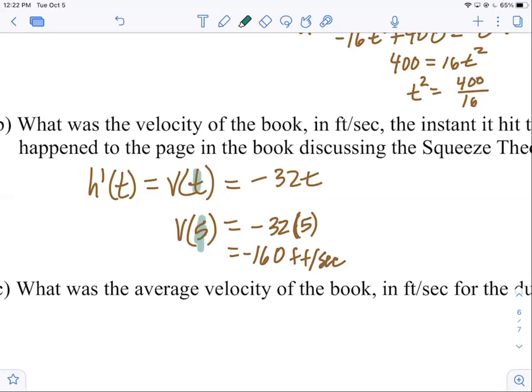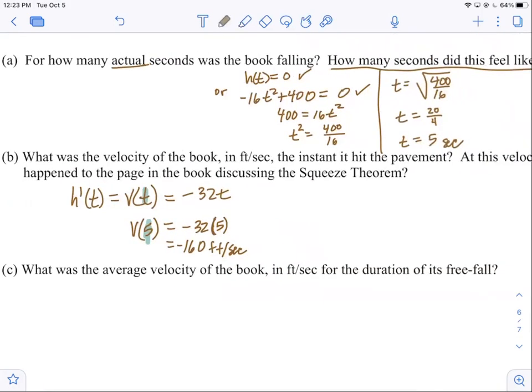Okay. Yeah, the negative doesn't mean that the book is falling upside down or backwards. It means that the height is decreasing, right? It is literally the rate of change of the book's height. And the book's height is decreasing, right? Why is the book's height decreasing? It's falling. Yeah.